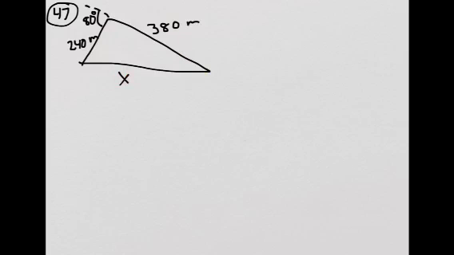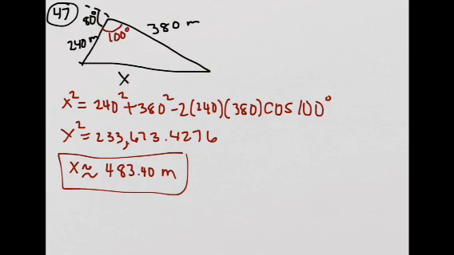They gave you 80 here, so that means that we know this one, right? Because those are supplementary angles. So this angle in here is 100 degrees. So we set it up with the law of cosines. So here's the setup right here. Here's x squared equals 240 squared plus 380 squared minus 2 times 240 times 380 times cosine 100.